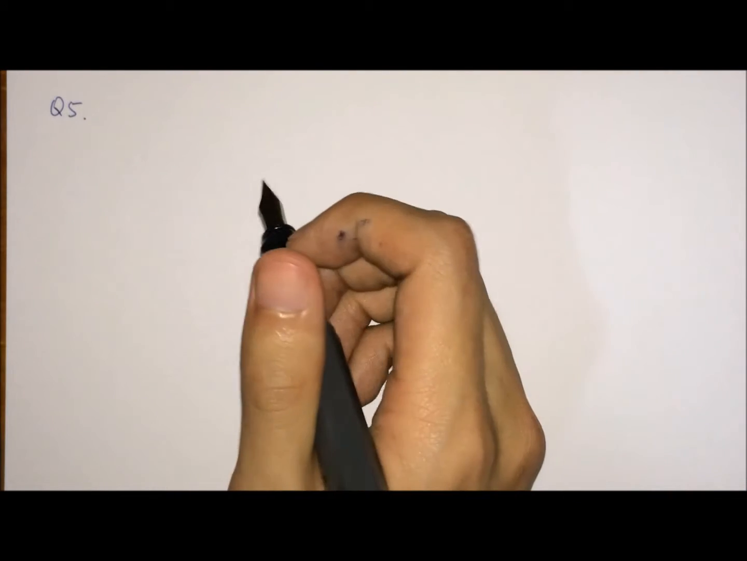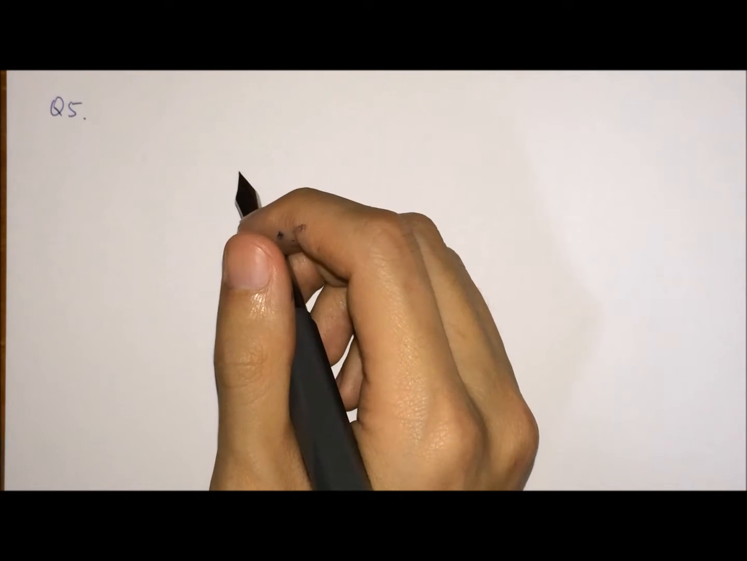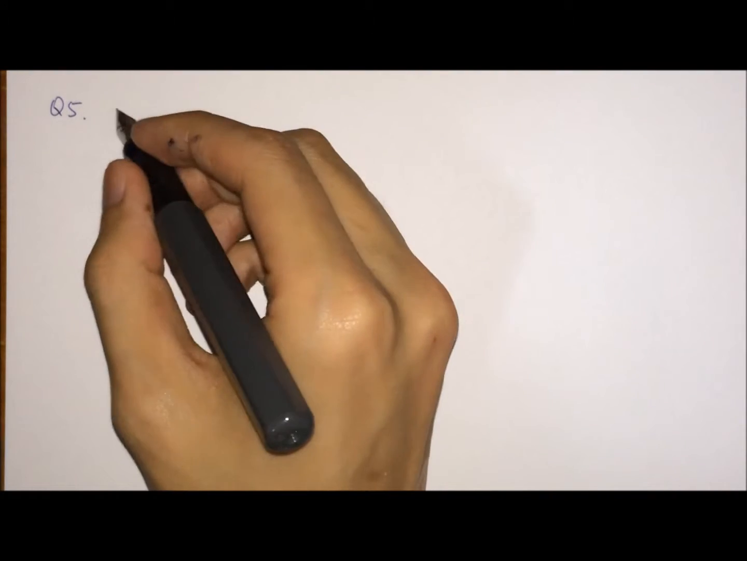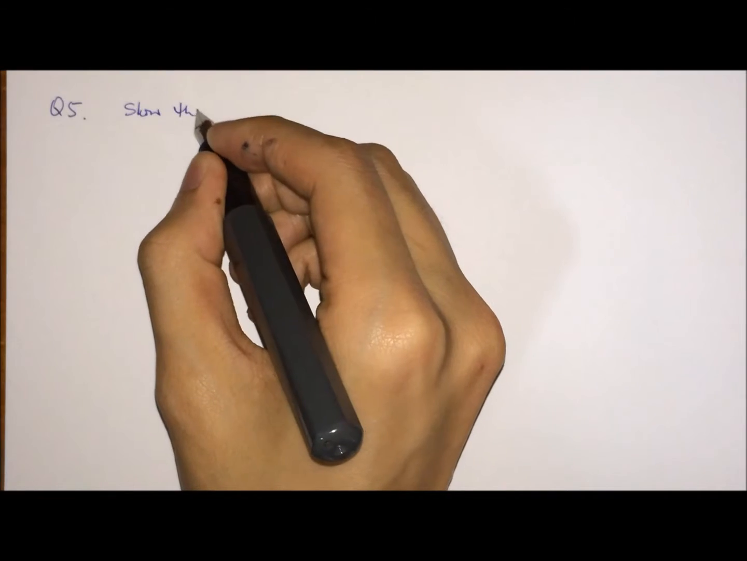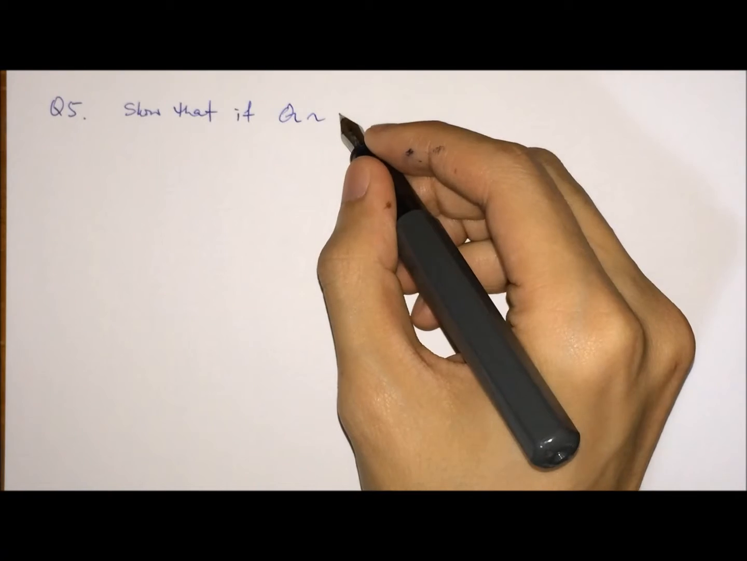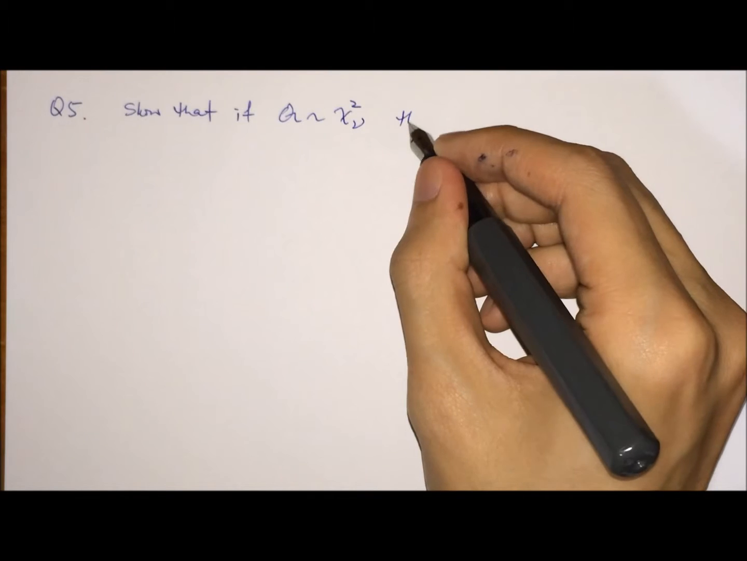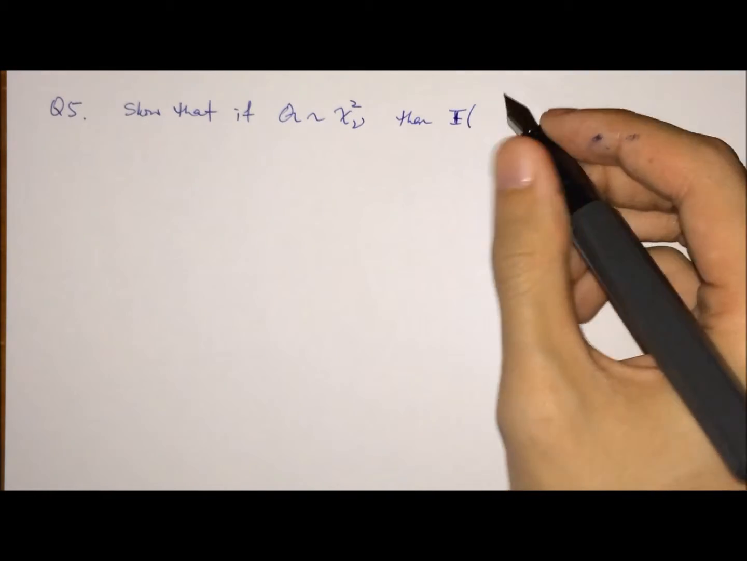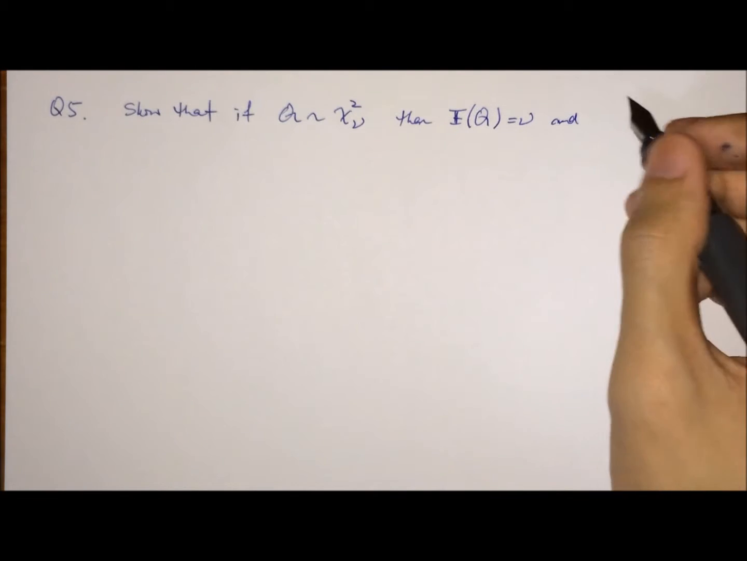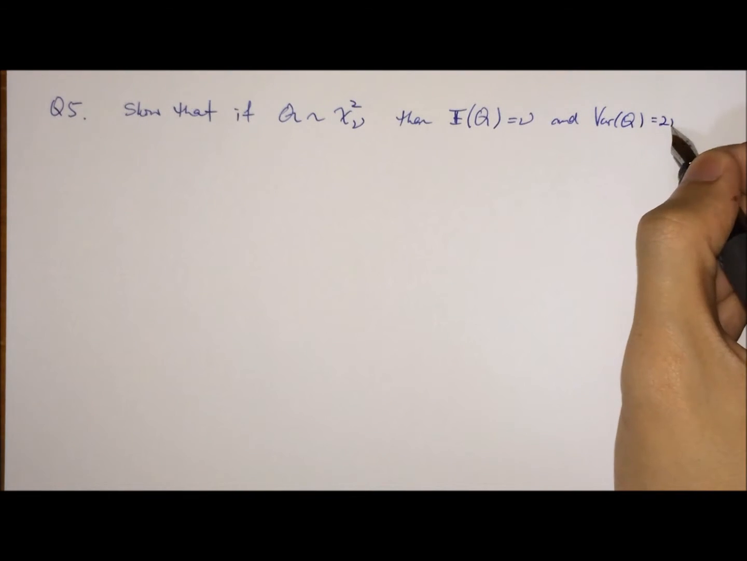Okay, so in this video we'll do question 5. In question 5, you are asked to use the moment generating function to show that if Q has chi-square distribution with parameter nu, then the expectation of Q is equal to nu, and the variance of Q is equal to 2 nu.